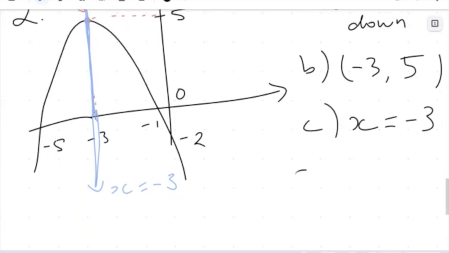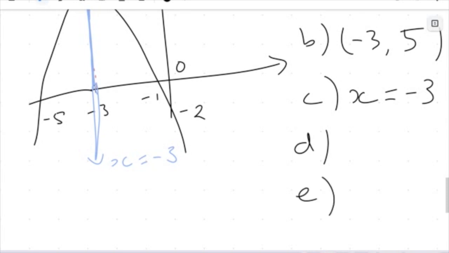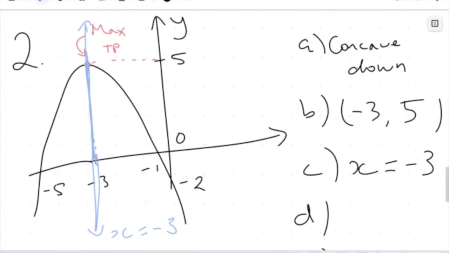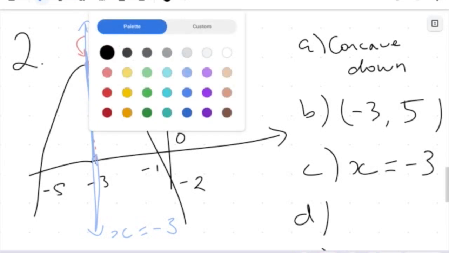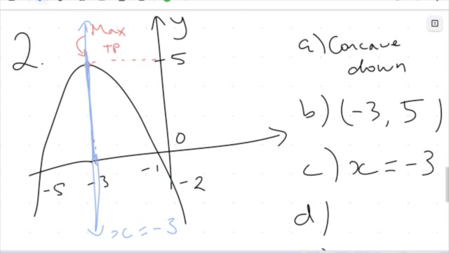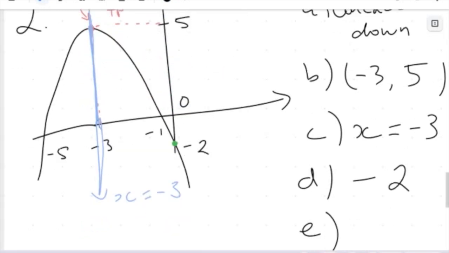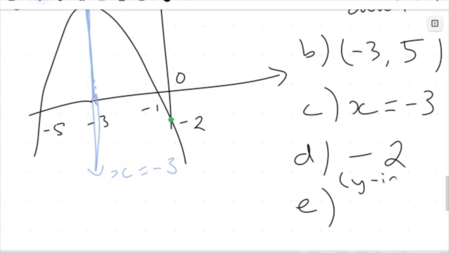And finally, we want to find the y-intercept. Now, going back to linear relationships, we defined the y-intercept as the point where the line or graph passes through the y-axis. Now, that we can see is down here. It's passing through this y-axis down at the point of -2. So my y-intercept is -2.